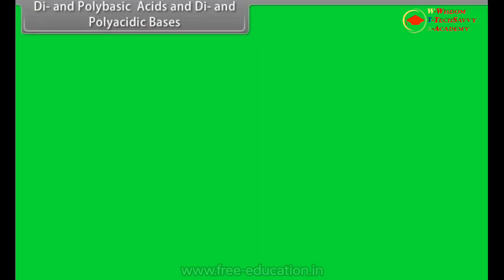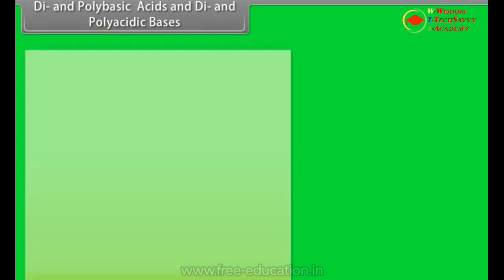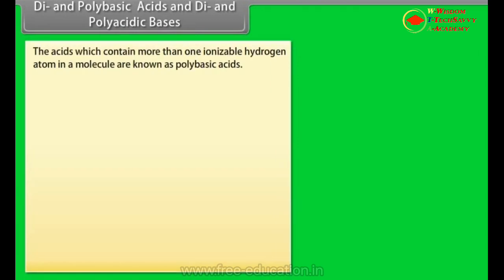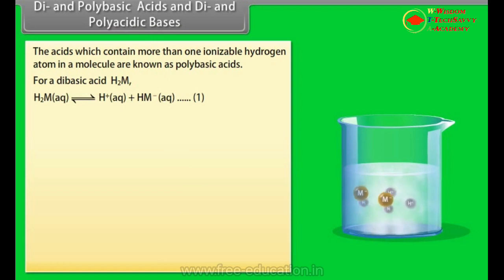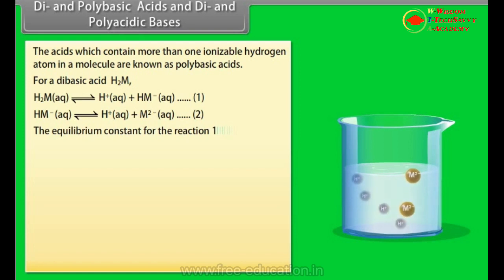Di and polybasic acids and di and polyacidic bases. The acids which contain more than one ionizable hydrogen atom in a molecule are known as polybasic acids. For a dibasic acid, H2M, name it as reaction 1. Name it as reaction 2. The equilibrium constant for reaction 1, Ka1, is equal to H plus into HM minus by H2M.